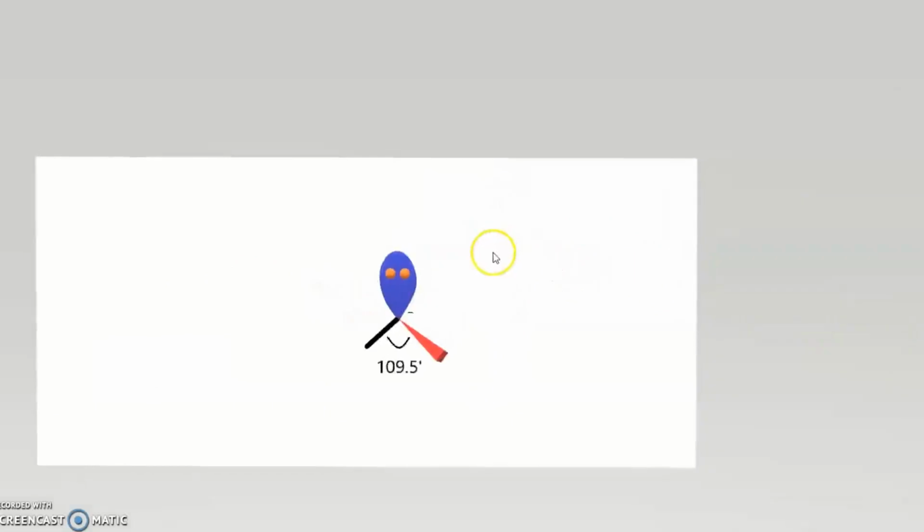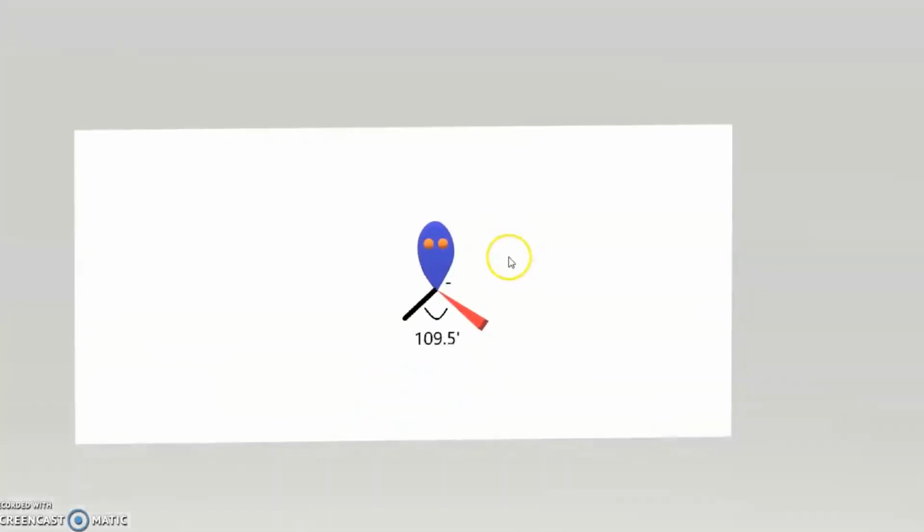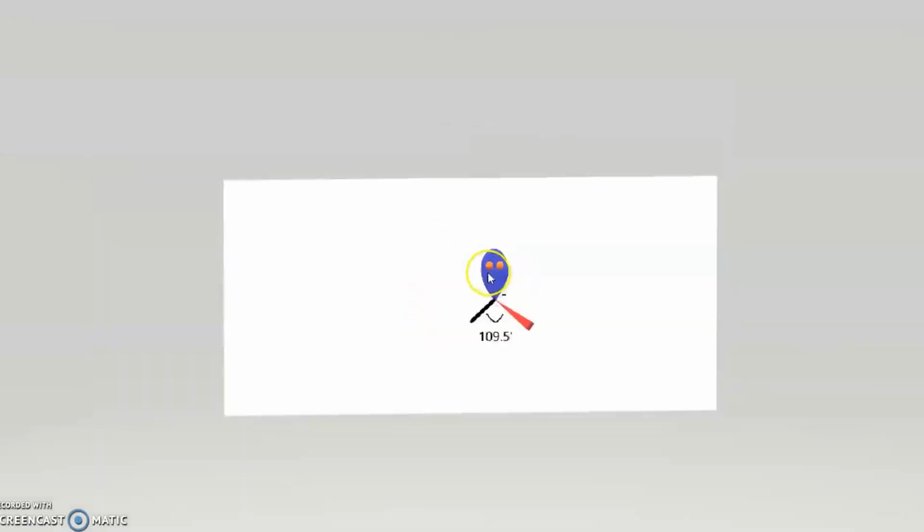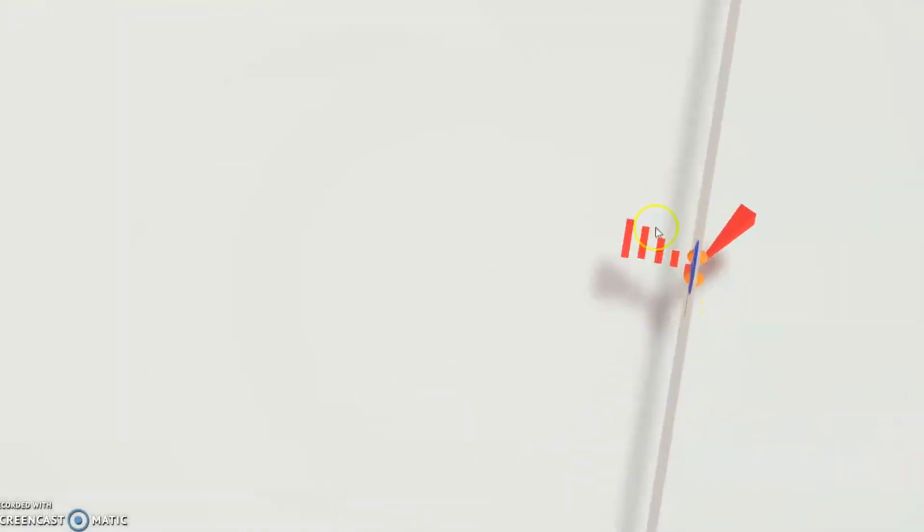Please don't misunderstand that only the bond angle between these bonds is 109.5 degrees, and that the bond angle is different when we consider these two bonds here. Let me try to show. Even the bond angle between these two bonds will be 109.5. The bond angle between this bond and this bond, which is in the plane of the paper, will be 109.5, and the bond angle between this bond and this bond, which is in the plane of the paper, will be 109.5.